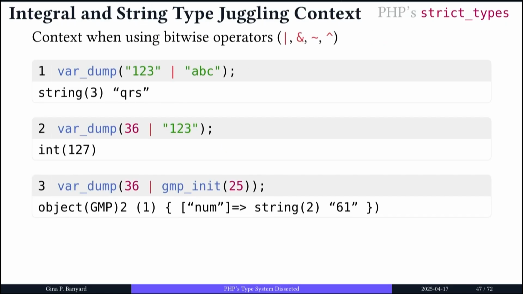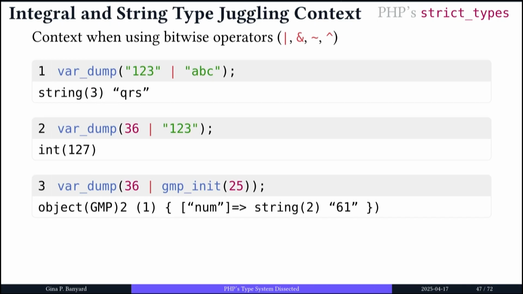The integral and string type juggling context is specific to bitwise operators, which you might use if you use constants as flags, like bit flags. PHP allows bitwise operations on strings, and it does it on a byte-by-byte comparison. This only works if both of them are strings. If one of them is a numeric string, because PHP has this concept of numeric strings, together with a string, then it will cast the string to an integer and do the bitwise operation that way.